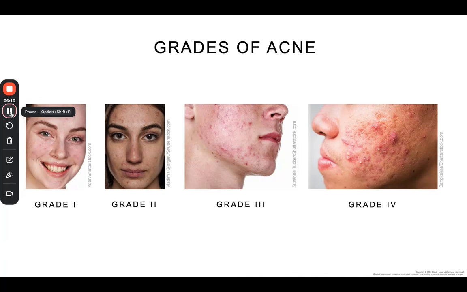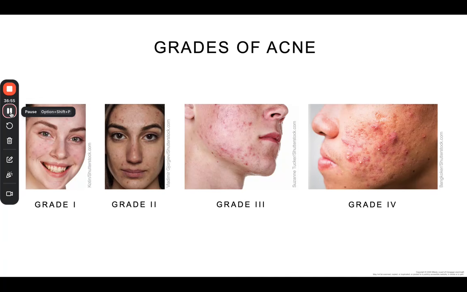So grade 1. For clients that have grade 1 acne, you're going to notice a very minor breakout, mostly open comedones, so mostly blackheads. They may have some closed comedones, so some whiteheads, and maybe a few papules. Not very many pustules. Your grade 2 is going to be a little bit more intense. Many closed comedones, many open comedones, so many blackheads, many whiteheads, and then you're going to see an occasional papule and pustule. So the breakout is going to be slightly more severe than the grade 1.